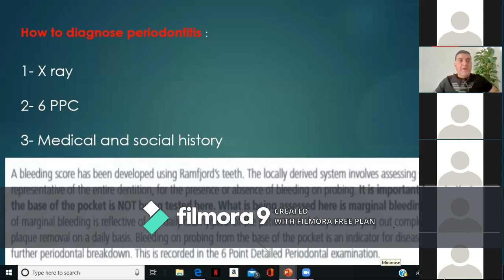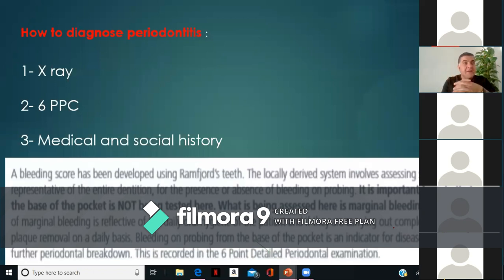What I mean, how to diagnose? Now you have a new patient sit on your chair. This is the way you need to think, even in the exam. You check the local factors, you did the screening for the patient, you did the BPE, okay? And you checked if there is any bleeding, any calculus, any local factors or anything else, okay?